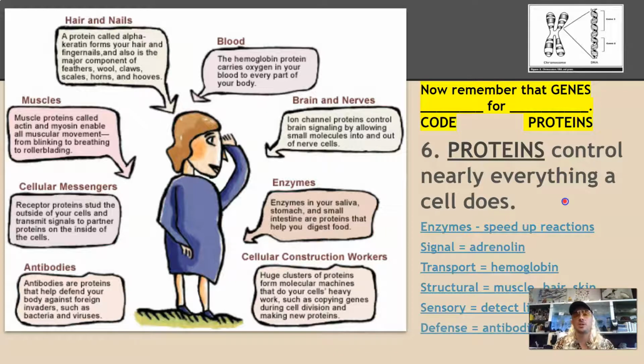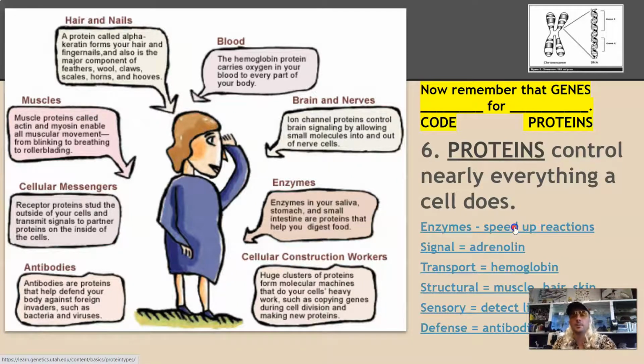And we have defense proteins, antibodies. These will fight foreign bodies like viruses and bacteria that invade your body and destroy them. So proteins do all kinds of things in biology on the cellular level and bigger, right?